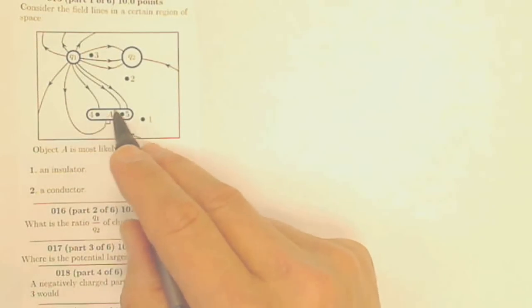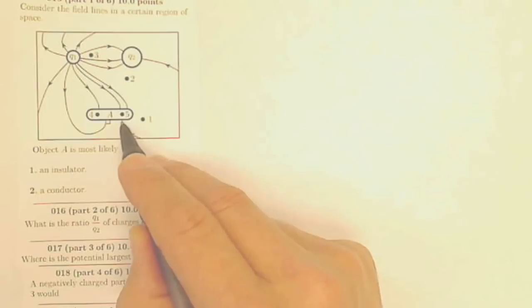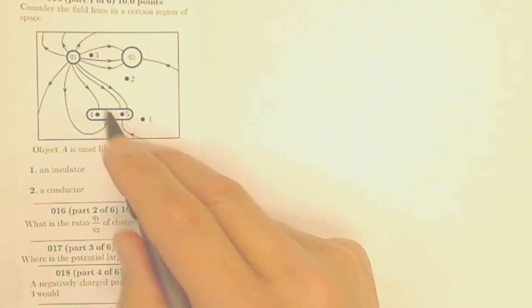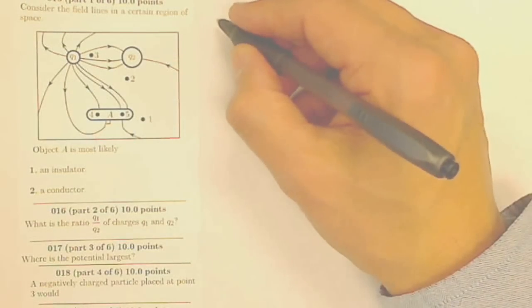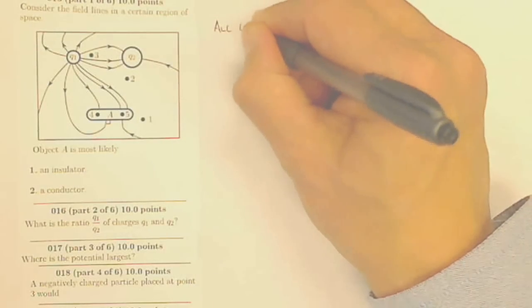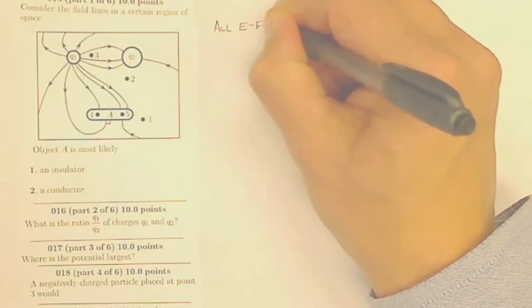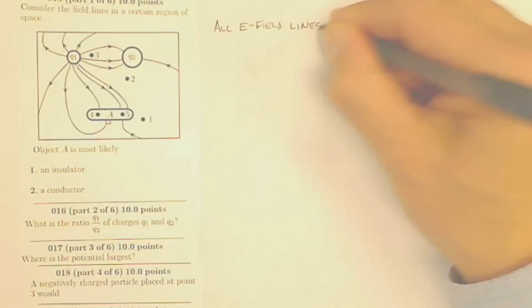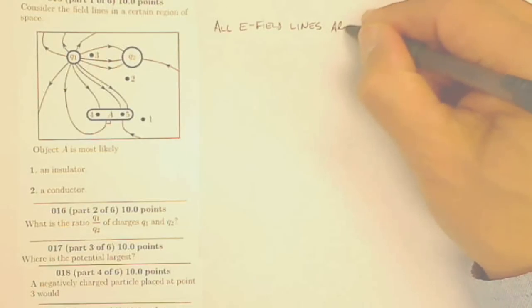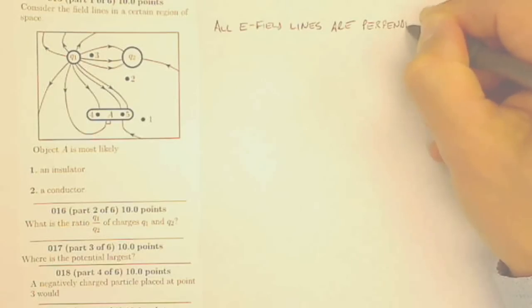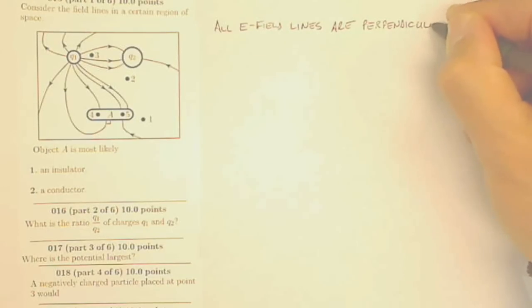Well, if you look at the electric field lines, you notice that all the electric field lines are perpendicular when they hit this object. One of the rules we have is that for a conductor, all E field lines that go in or out of a conductor are going to be perpendicular. So all E field lines are perpendicular to a conductor. So that should answer that question.